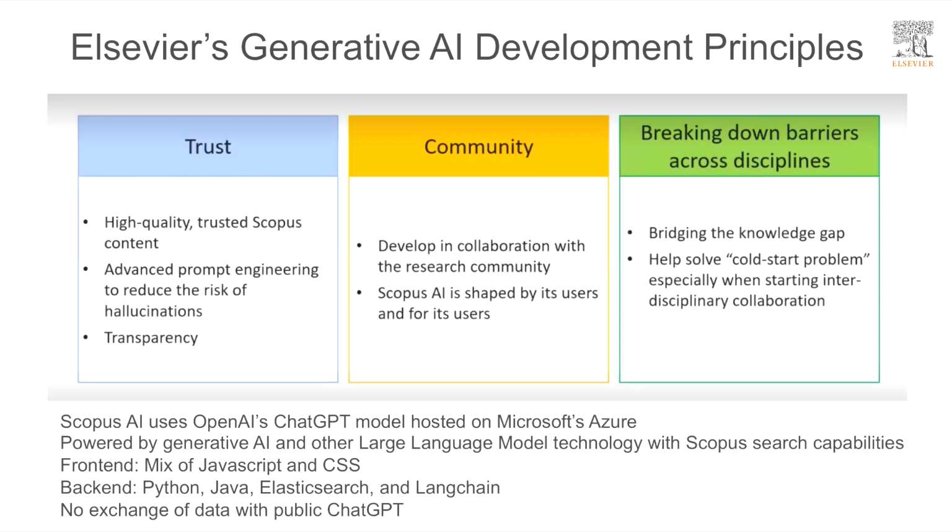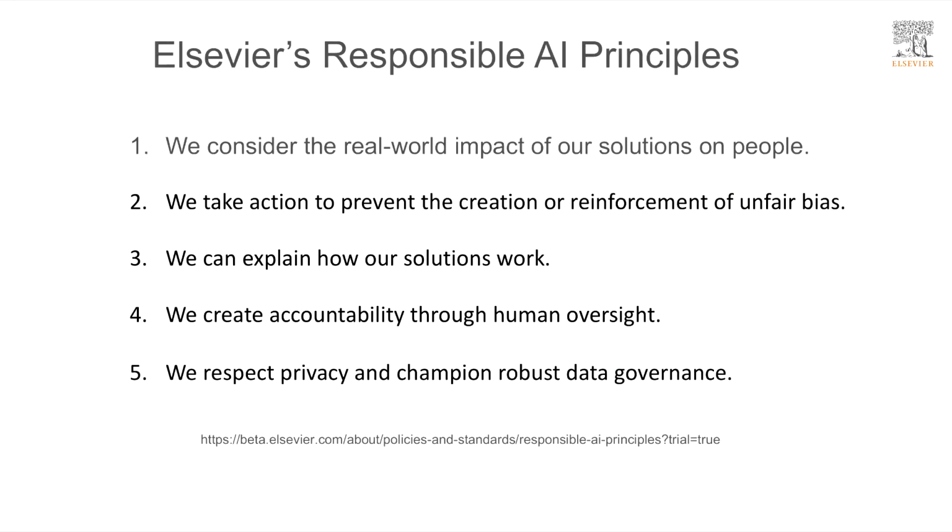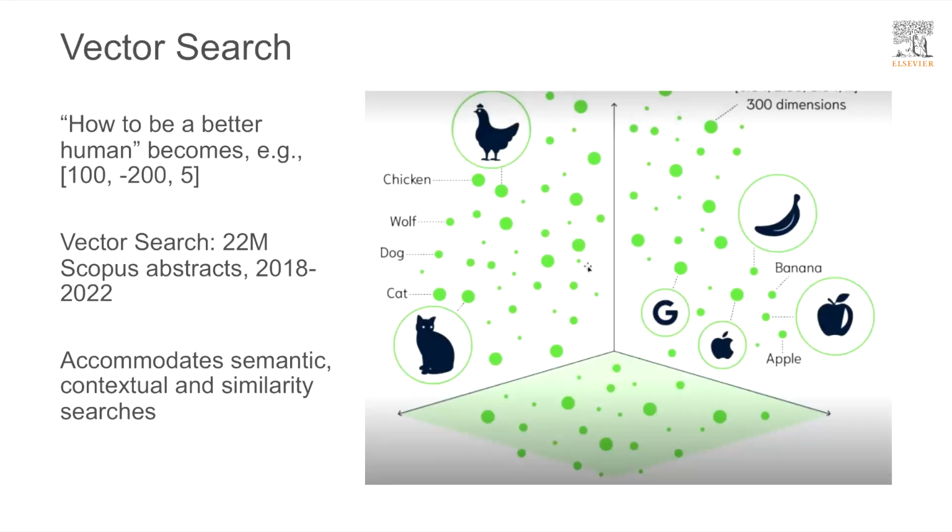There are also a set of responsible AI principles that Elsevier works with, namely that you want the real-world impact of solutions on people to be top of mind, actions to prevent the creation or reinforcement of unfair bias, being able to explain how the solutions work, creating accountability because there is human oversight, and then respecting privacy and championing robust data governance. And these are vector searches that are done. This just shows an illustration graphically of how an object or a phrase like how to be a better human gets translated for use in the generative AI.